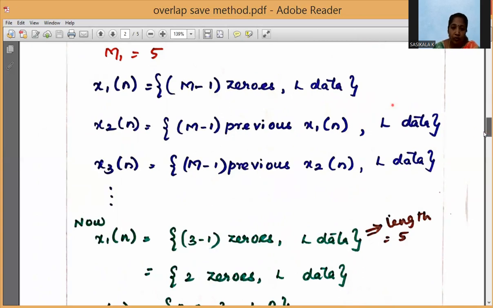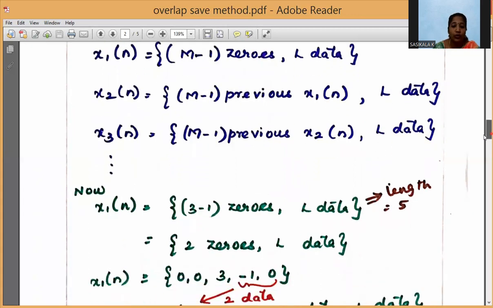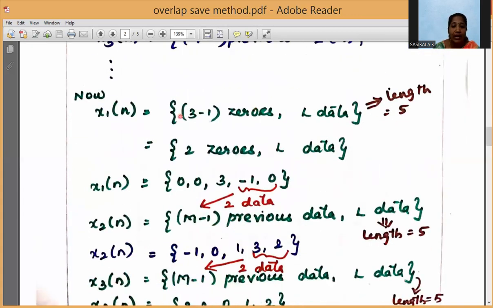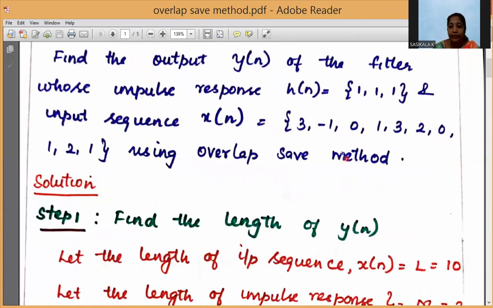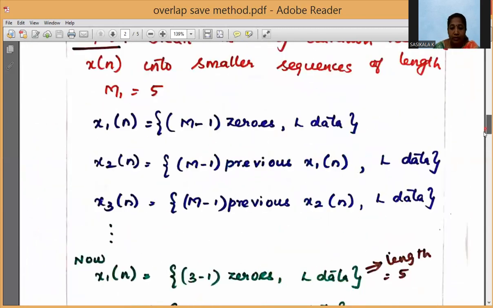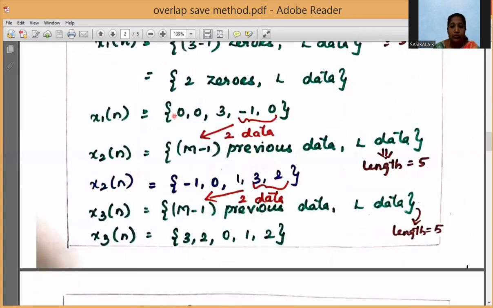So likewise, you have to form x1 of n, x2 of n and x3 of n. So we'll go to the problem. x1 of n is equal to m minus 1 zeros, comma, L data. So 3 minus 1 is 2 zeros, comma, L data. That is, you have to take 3 data. That is 3, comma, minus 1, comma, 0. So 0, 0, 3, minus 1, 0.